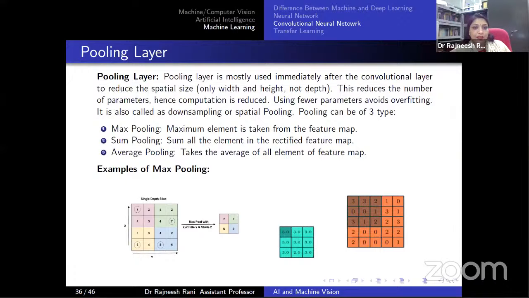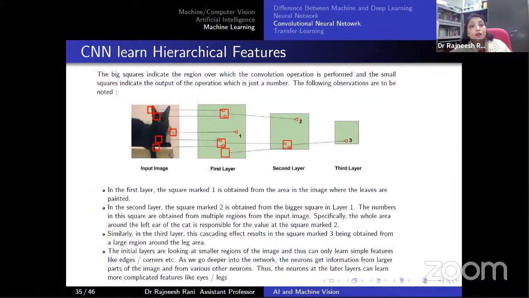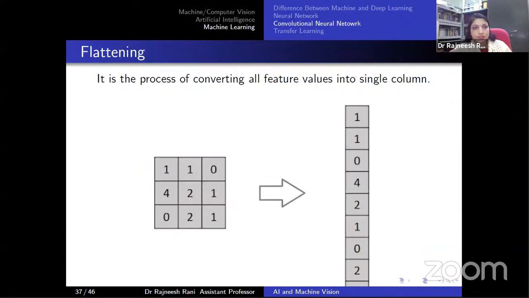Next is the pooling layer. In case of computer vision, if you perform a convolution operation and get the output images, there will be too much data. To have a smaller portion of data, you do some pooling. That means rather than considering all the elements, you take either the maximum element, or you sum all the elements, or you take the average of the feature map. This is just an example.